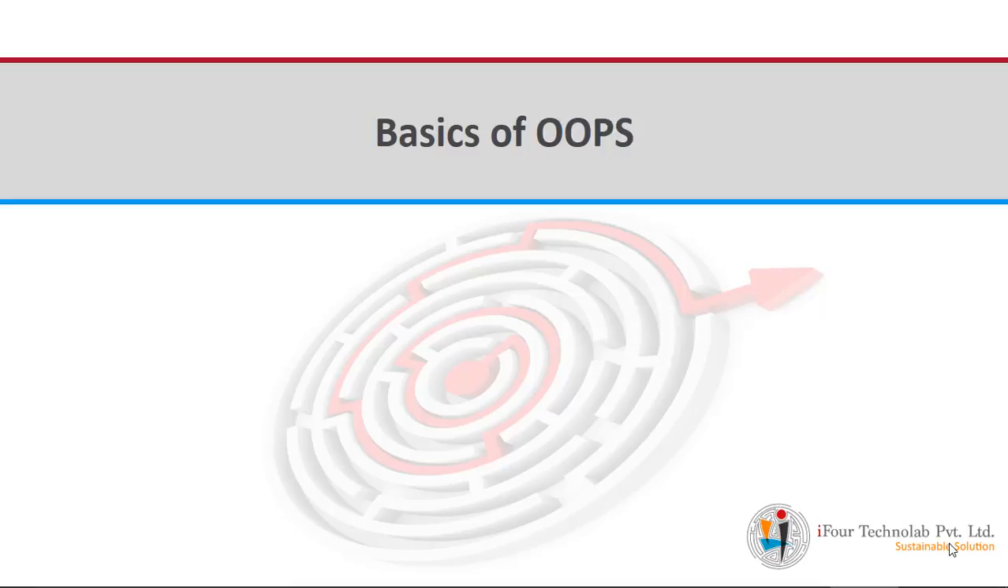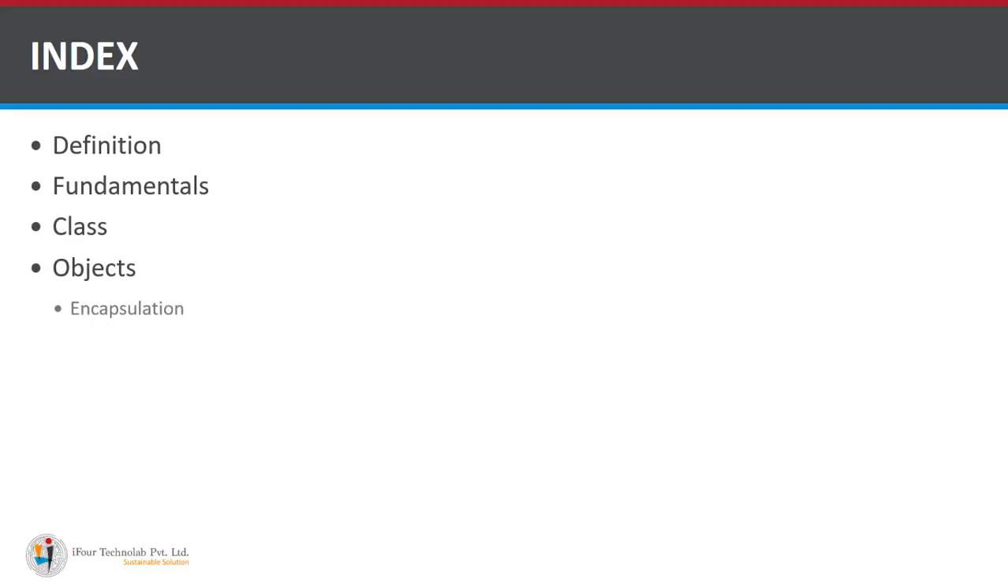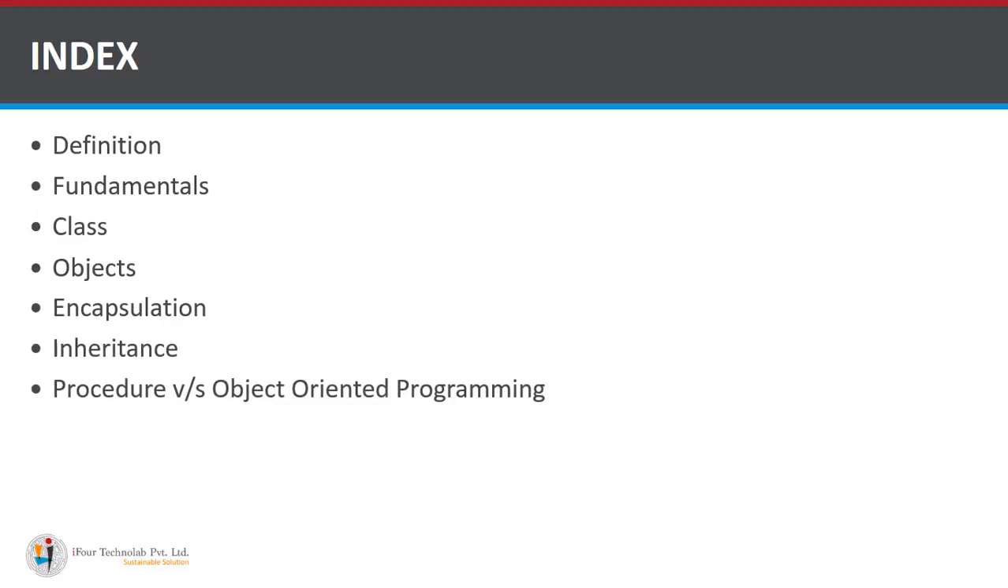In previous session, I discussed about .NET Basic. In this session, I am going to talk about basics of OOPS. In this session, I am going to cover the following points: definition, fundamentals, class, objects, encapsulation, inheritance, procedural versus object-oriented programming. So let's start with OOPS.